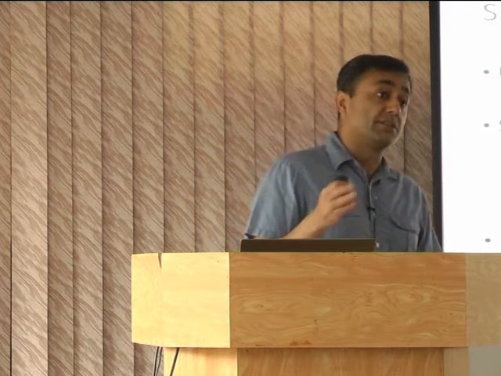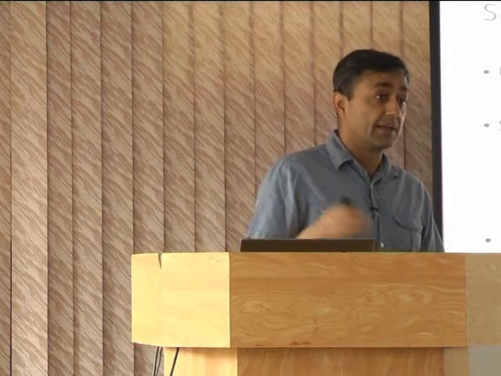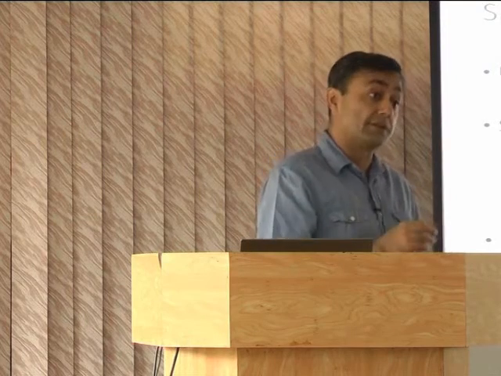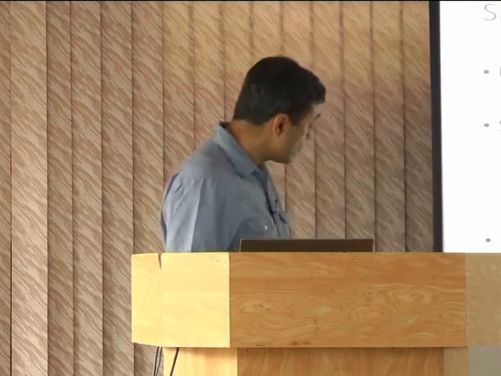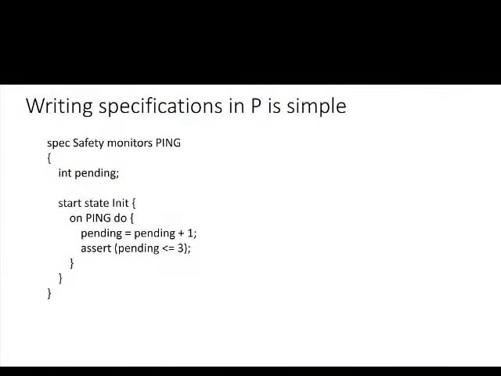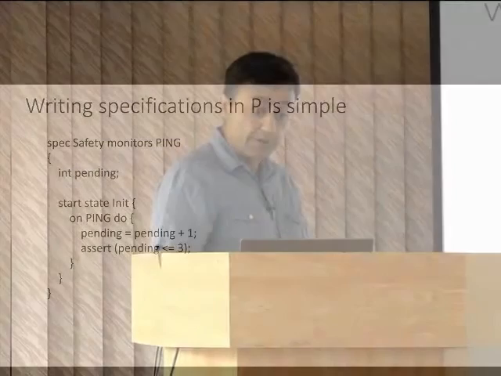A monitor is a machine that exists separately. It is just observing the calculations that are happening in the system. When events flow from regular machines, from one to another, a copy of those events gets funneled into the monitor also. But the monitor exists separately. I'll come back to liveness monitors later. First, let me show you a safety monitor, just to make the ideas a little bit concrete.